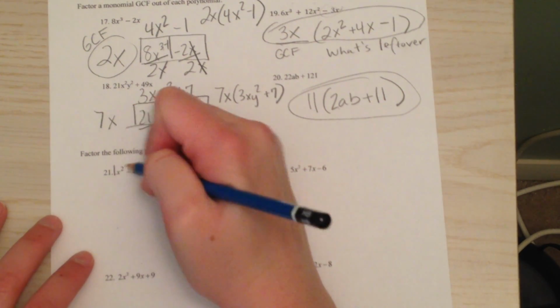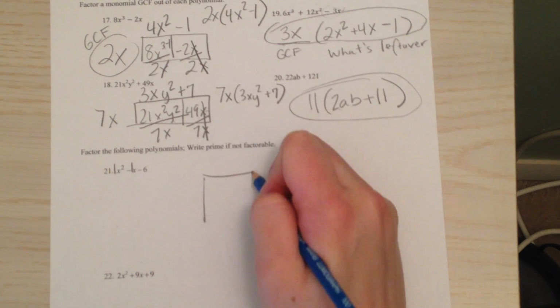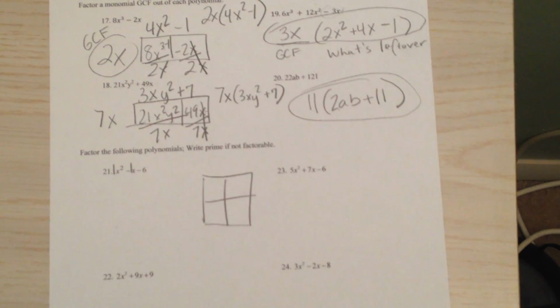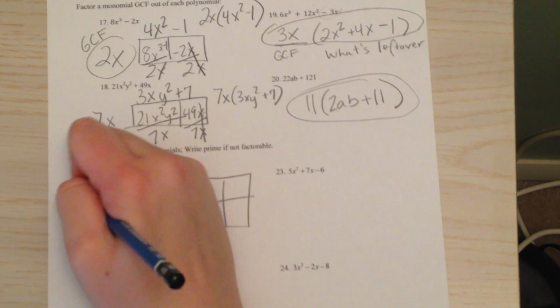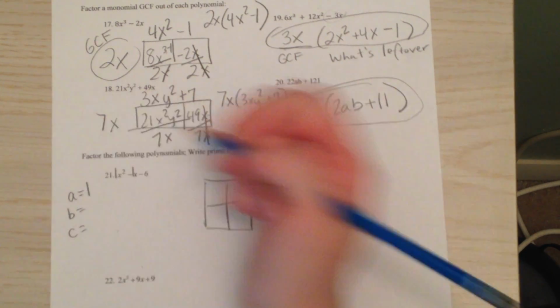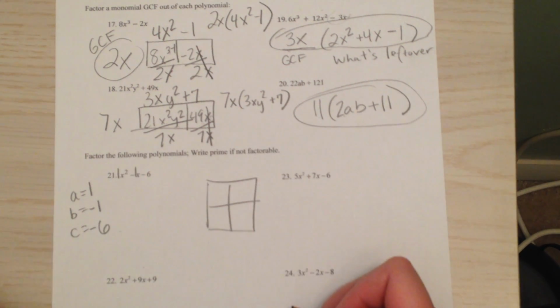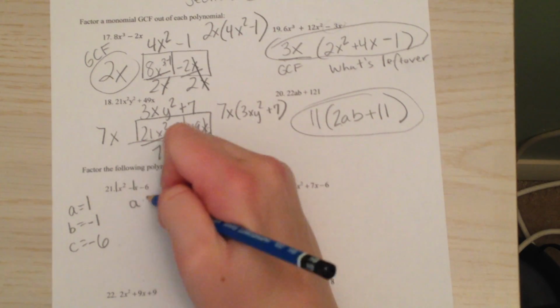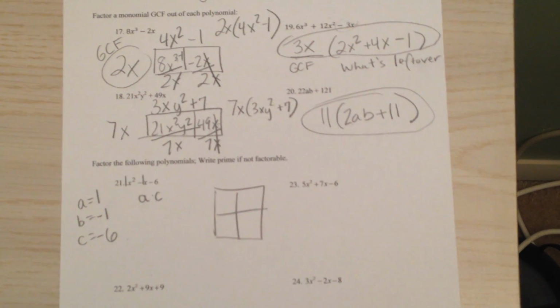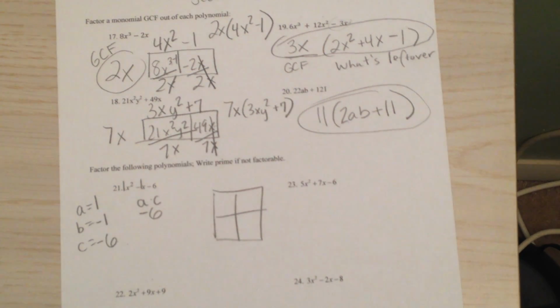I'm going to put in some ninjas real quick so I can see all my ones. And we have to use our 2 by 2 box to factor this. And then I'm going to pick out what my A is, what my B is, what my C is. My A on this one is 1, my B is -1, and my C is -6. So when I multiply my A and my C back together, I'm getting -6. So that's 1 times -6, which is -6.